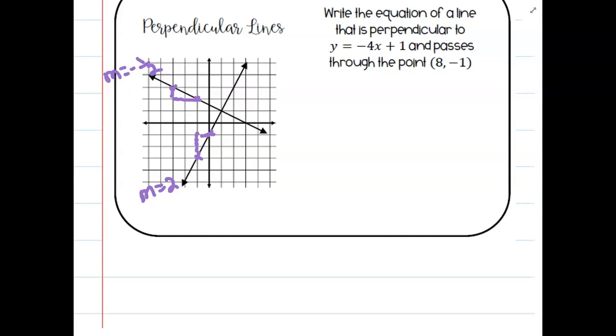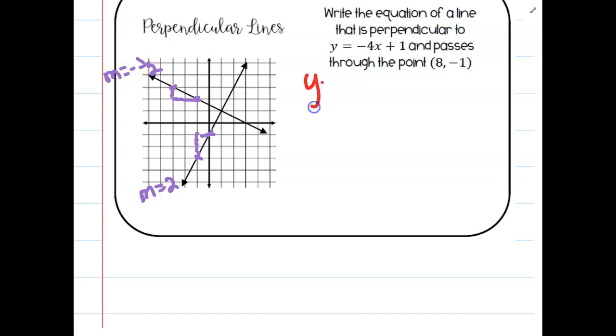Perpendicular lines, their slopes, they're going to be opposites, meaning one's going to be positive, one's going to be negative. Okay? And then they're going to be reciprocals. So 1/2, you flip it over, you get 2. So the slopes, flip the sign, and flip the fraction. The rest of it's the same.